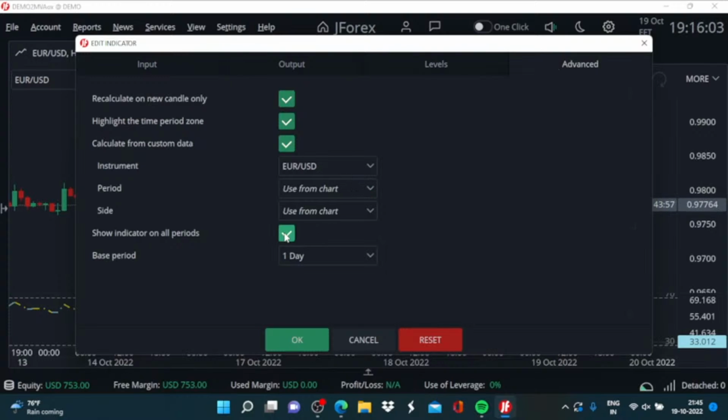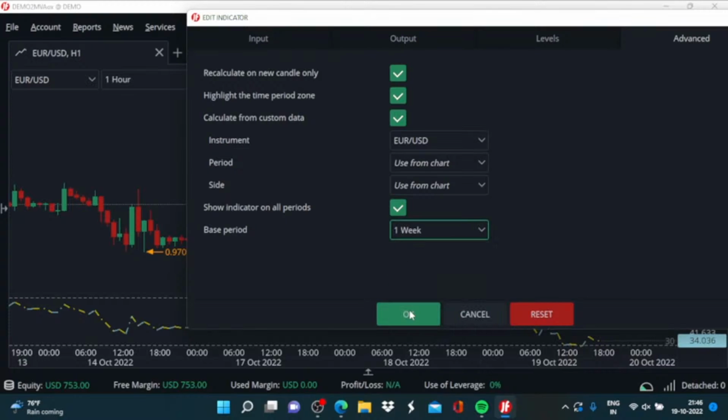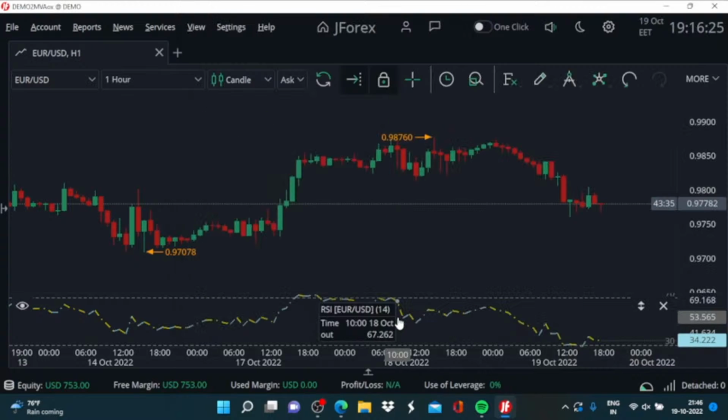Now I will restore it back to show the indicator on all periods. The base period can be any of these five options, but we are not really observing any significant impact even though I am changing this base period across all these five options. So this option is not making any changes to the output parameters. The base period generally impacts some of the indicators, not all of them. So in this case, the base period is not a customization option which is available to us.